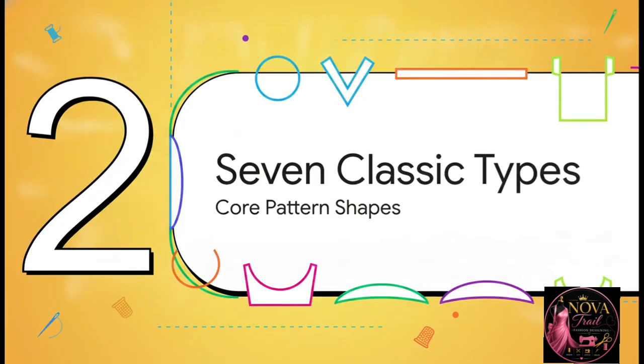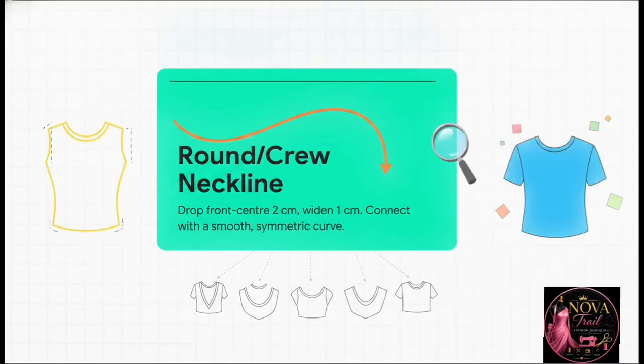Section 2, 7 classic neckline types, the core pattern shapes. We're going to treat each of these like a distinct geometric cut. So the round or crew neck is really your essential starting point. It's the most common shape you'll draft. You simply drop the front center point by 2 centimeters, widen it at the shoulder by just 1 centimeter, and connect them with a perfectly smooth, symmetric curve.